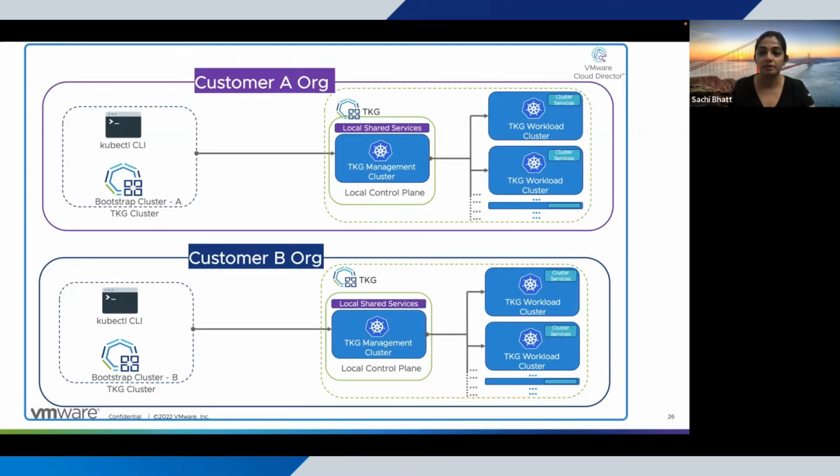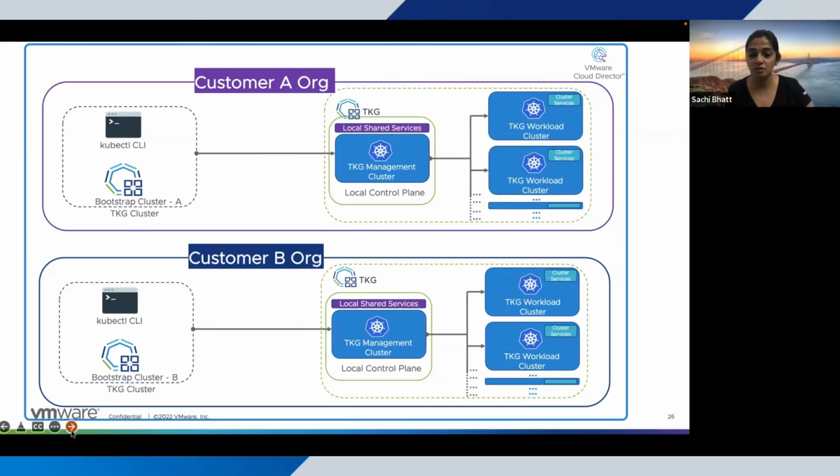So if customer A wanted to have multiple management clusters, they still only have one Bootstrap TKG cluster. Yes, but I don't know if customers will have a requirement to create multiple management clusters. For HA, for resilience, these management clusters will have multiple control planes. Okay, they're multi-control plane clusters. That makes sense.